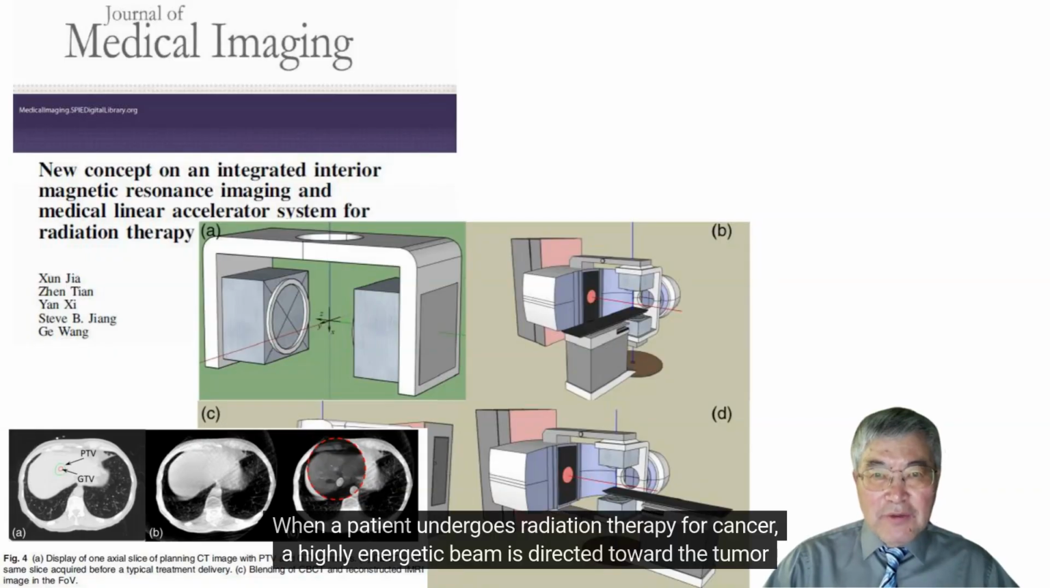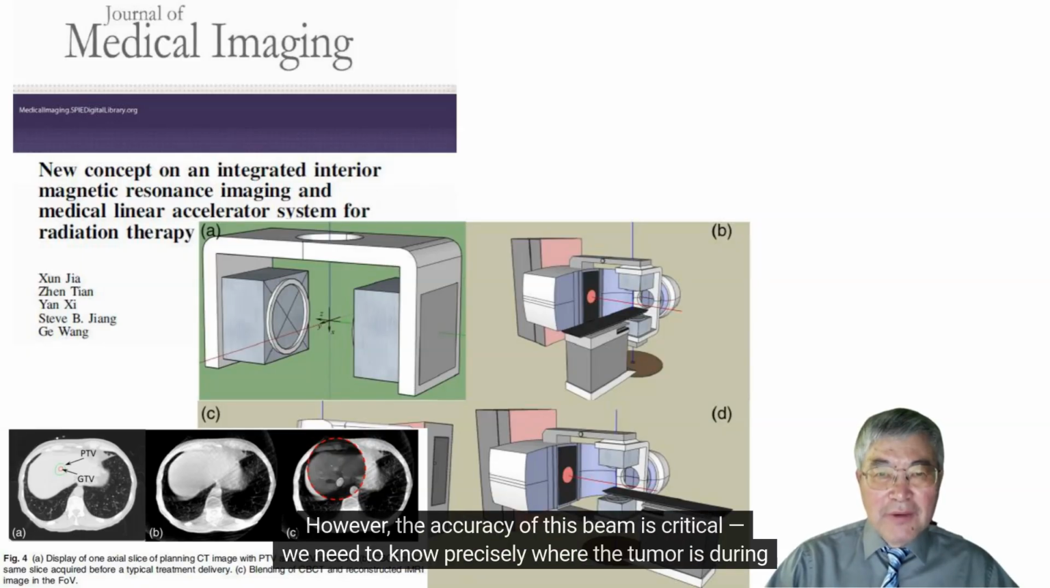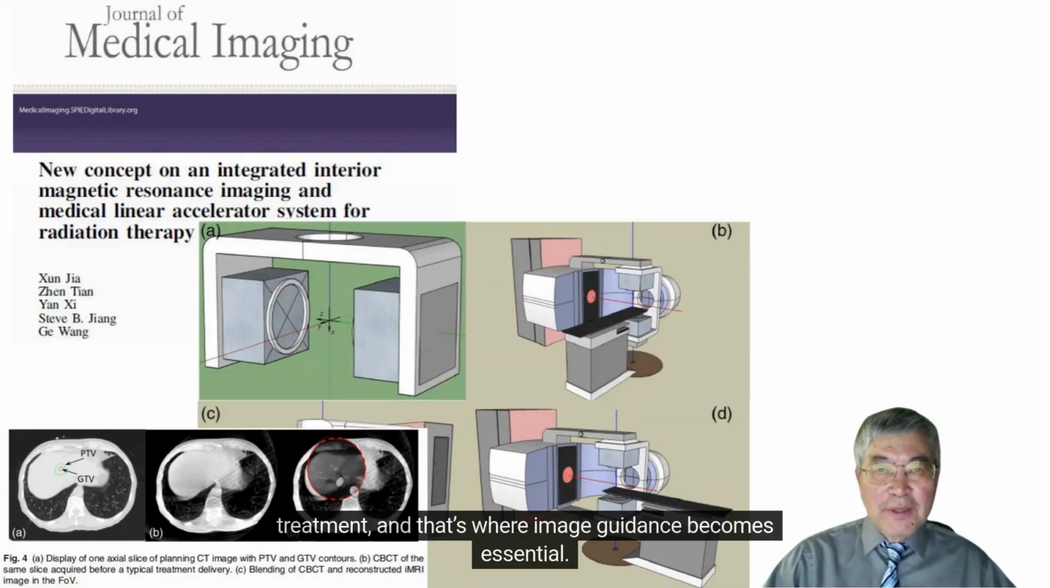When a patient undergoes radiation therapy for cancer, a highly energetic beam is directed toward the tumor to destroy cancerous cells. However, the accuracy of this beam is critical. We need to know precisely where the tumor is during treatment, and that's where image guidance becomes essential.